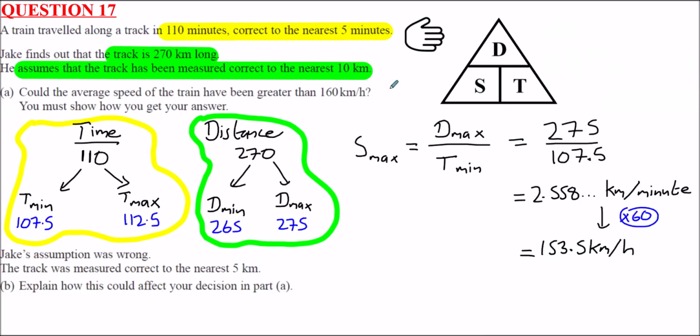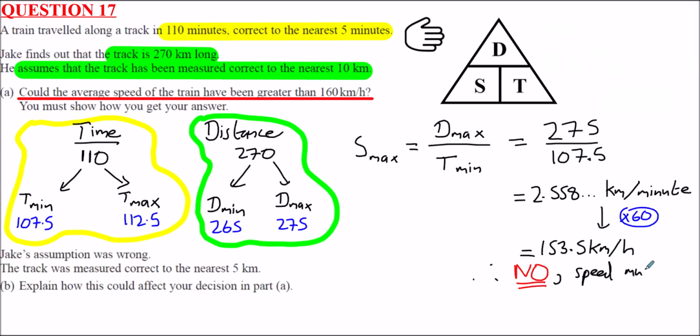So they've done lots of hard work. Ultimately, you've not answered the question. The question here, which is being asked, is, could the average speed of a train been greater than 160 kilometers per hour? Well, we've just shown that it's actually 153.5 kilometers per hour. That's less than 160. So therefore, in conclusion, the answer is no. It mustn't have been less than 160, not more. So no, speed couldn't have been more than 160, because even computing the maximum speed, the maximum possible is still under 160. So it might have been even less than that as well.